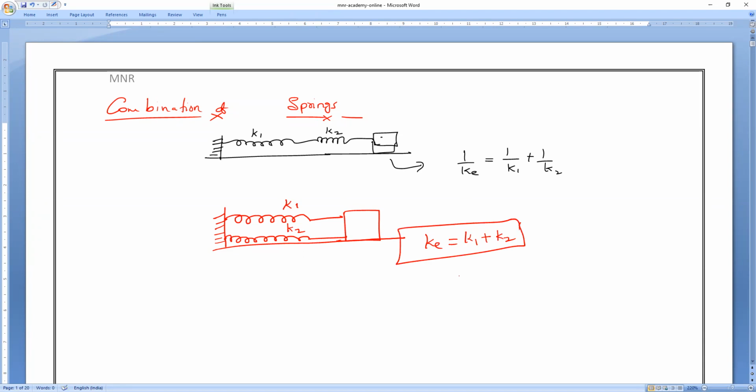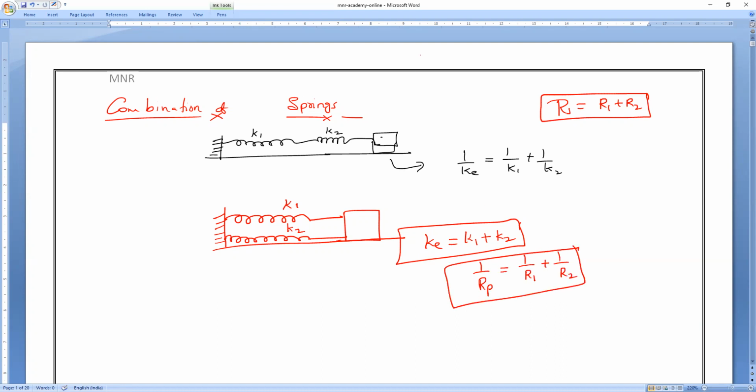But in series connection of resistors, what is the resistance formula? Equivalent resistance is equal to the sum of the individual resistances. Am I right or wrong? In the same way, in parallel connection, equivalent resistance is equal to what? 1 by Rp is equal to 1 by R1 plus 1 by R2. So that is what. Now here, it is just the reverse of resistance, only K will come. If you do the reverse of resistance, it is actually the spring constant. Clear, everyone? So that is what we have to do.